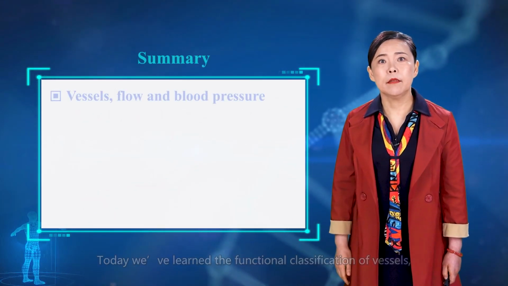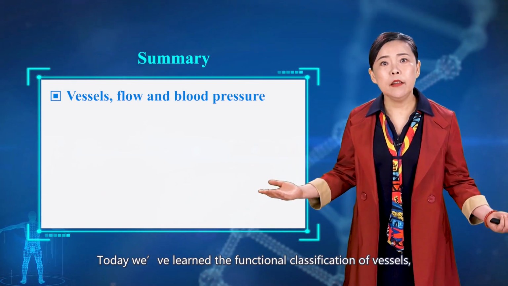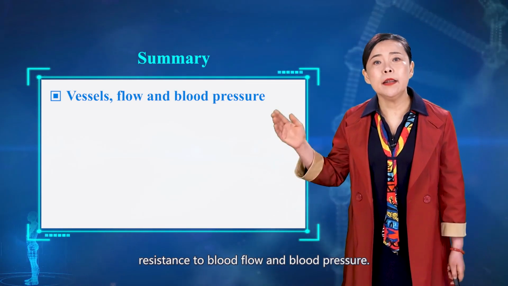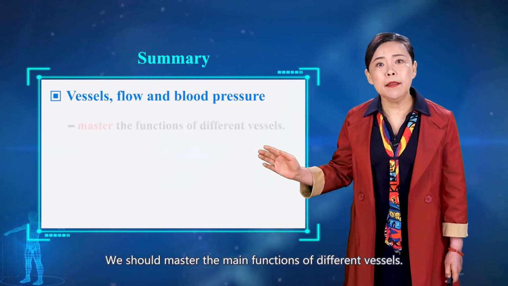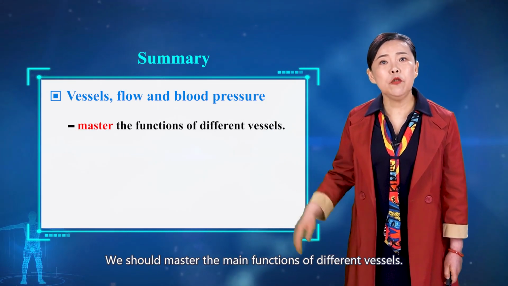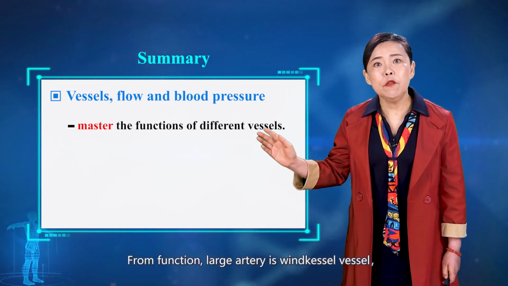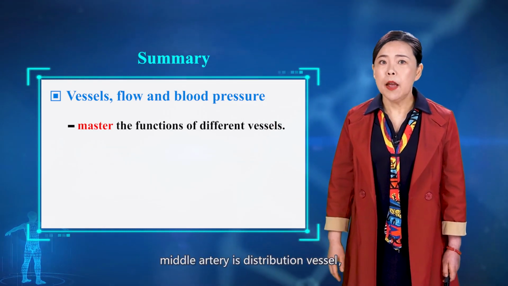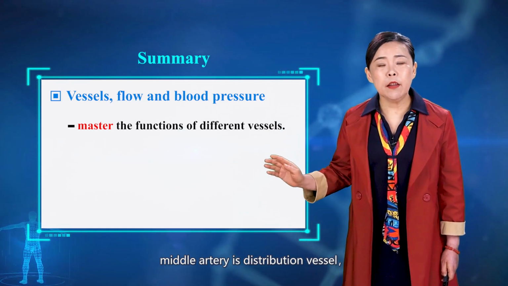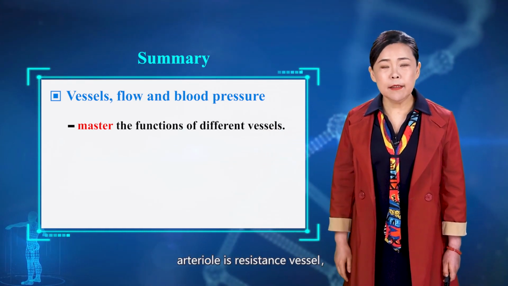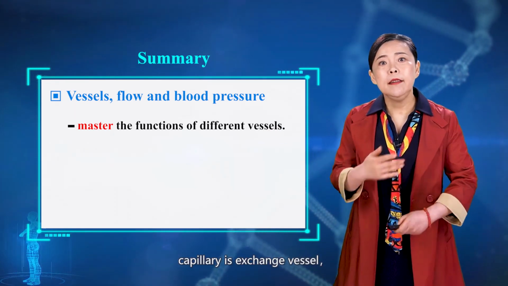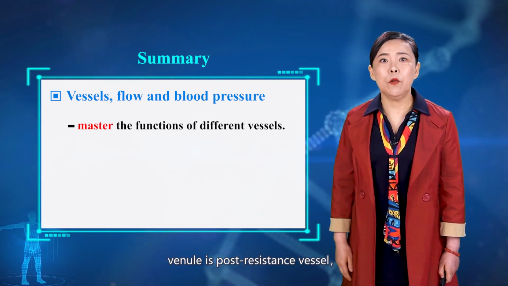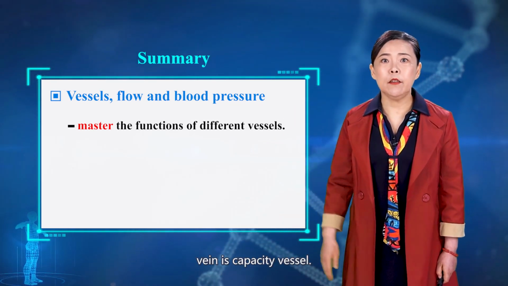Today, we've learned the functional classification of vessels, resistance to blood flow, and blood pressure. We should master the main function of different vessels. From the function, large artery is the windkessel vessel, middle artery is the distribution vessel, arteriole is the resistance vessel, capillary is the exchange vessel, venule is the post-resistance vessel, and vein is the capacity vessel.